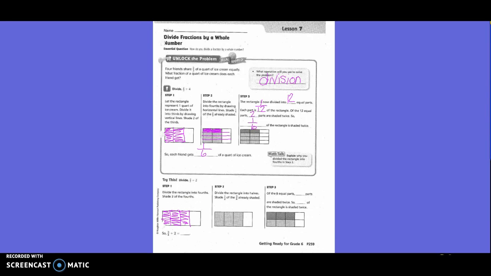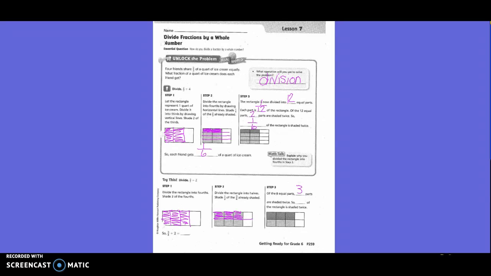Then it says divide the rectangle into halves. So we divided it vertically. Now we're going to divide it horizontally. And then it says to shade how many of those pieces? 3, right? So of the 8 equal parts, how many are shaded? 3 are shaded twice. 3 parts are shaded twice.